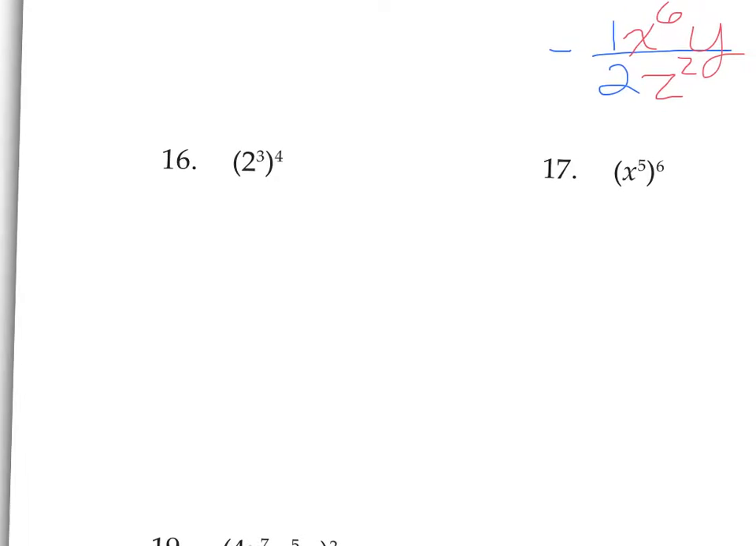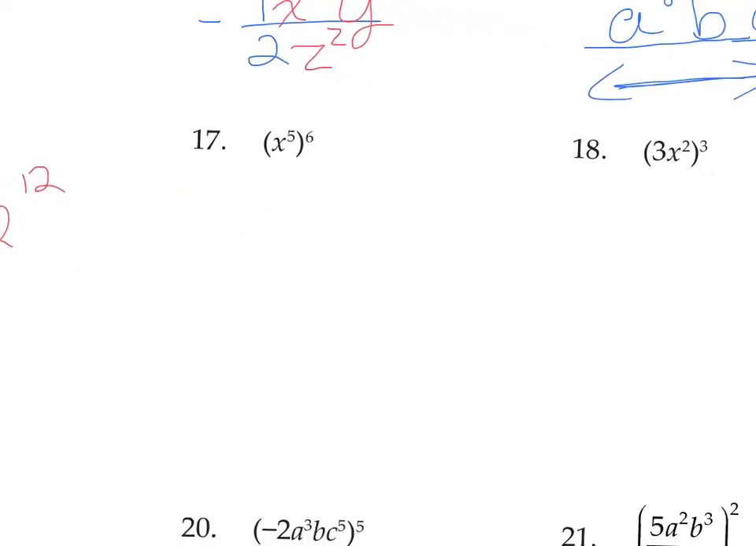All right, number 16 is a different rule. Don't forget what this rule means. This means there are 4 groups of 3 2's. And so this was the rule where we have one base with exponents stacked up, and we can do the shortcut of multiplying the exponents. So that gives us 2 to the 12th. Same thing on number 17. One base with exponents stacked up. The rule is to multiply the exponents, and so that gives us x to the 30.